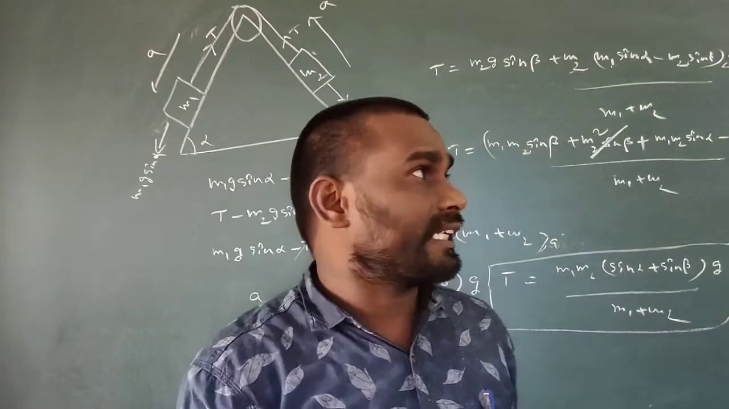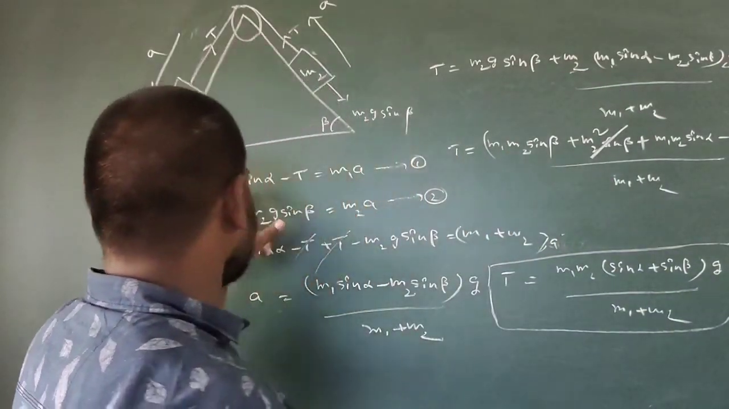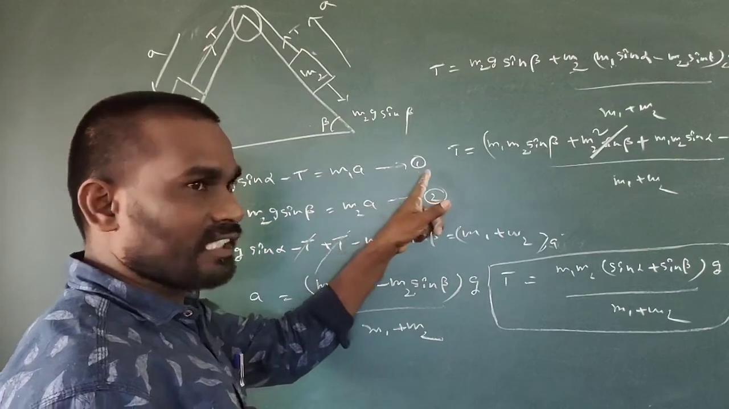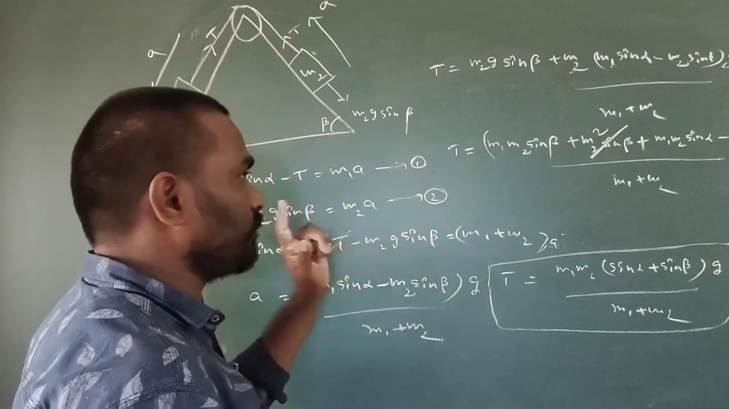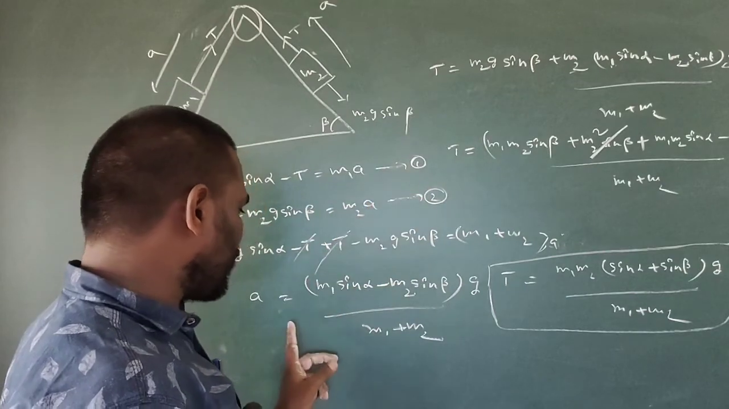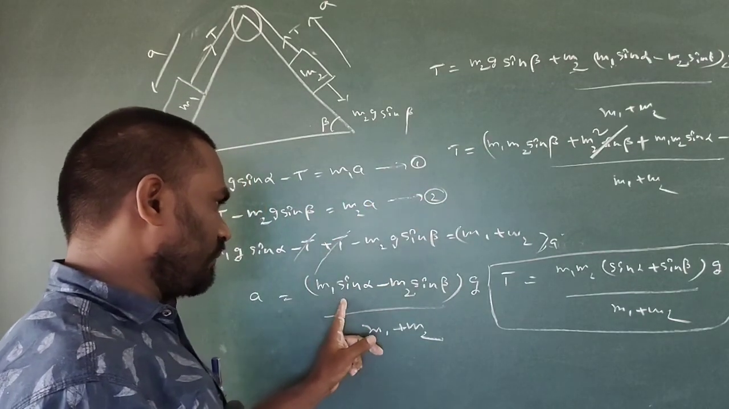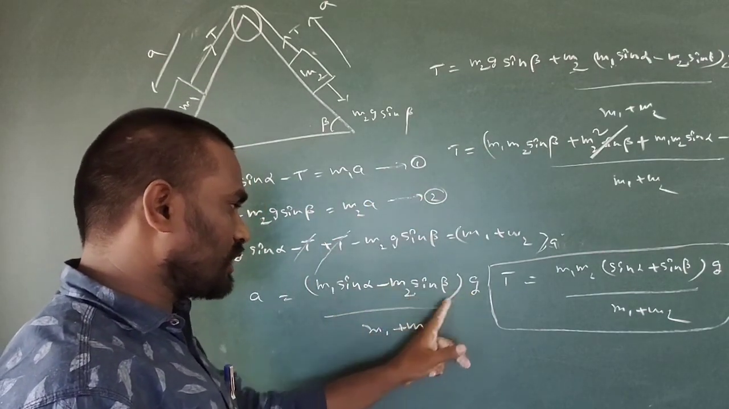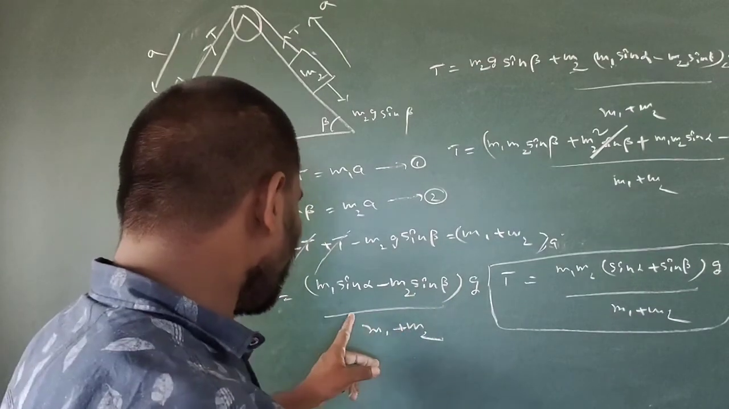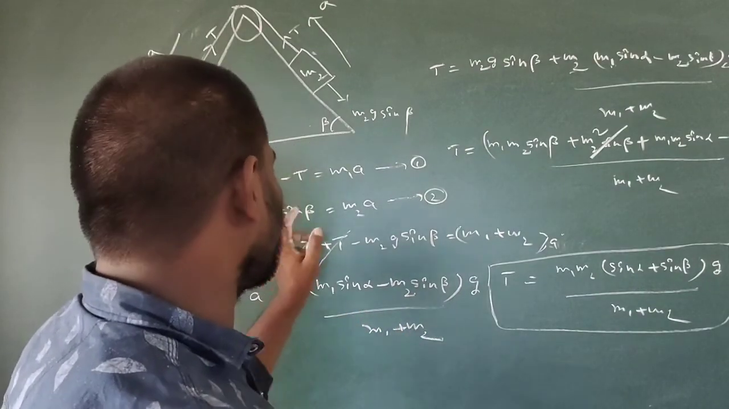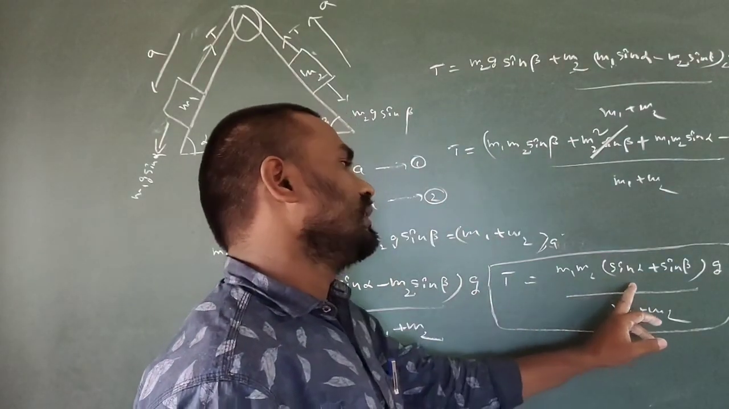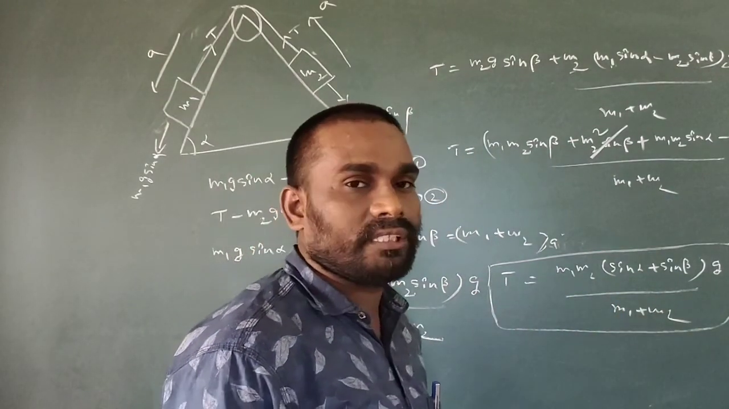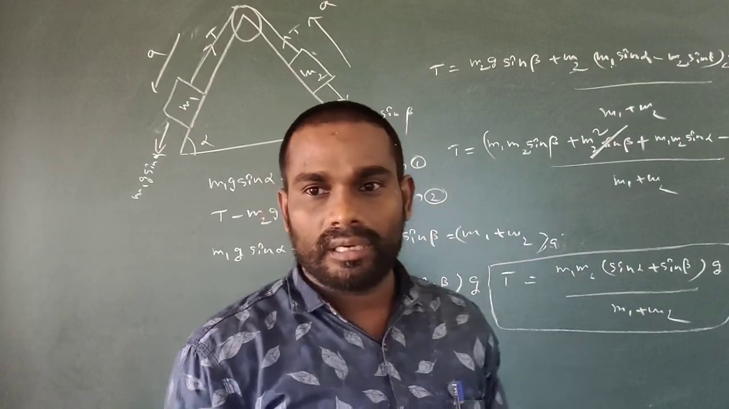Net force acting on the first body, that is m1g sin alpha minus T is equal to m1a, that is equation number 1. Net force acting on the second body, T minus m2g sin beta equal to m2a. Adding these two equations, you will get the acceleration a is equal to m1 sin alpha minus m2 sin beta into g by m1 plus m2. On substituting in equation number 2, we will get the tension in the string, T is equal to m1 m2 sin alpha plus sin beta into g by m1 plus m2. Okay, is everything understood?